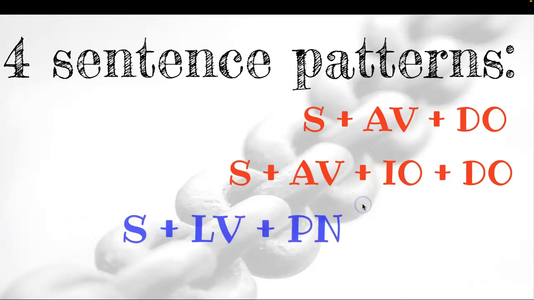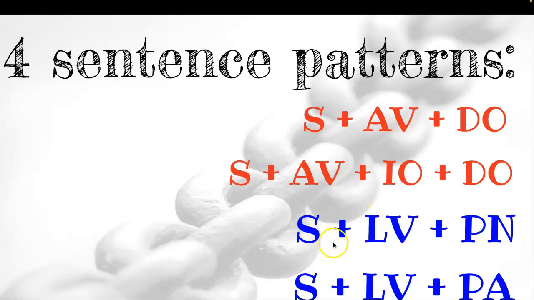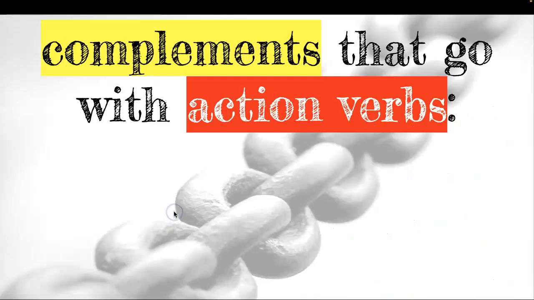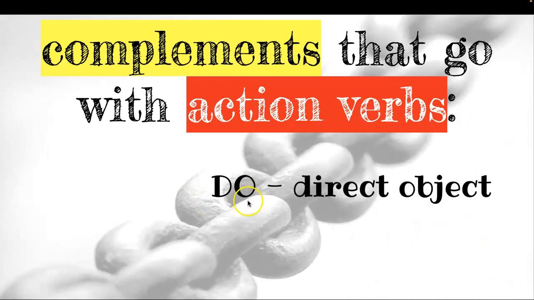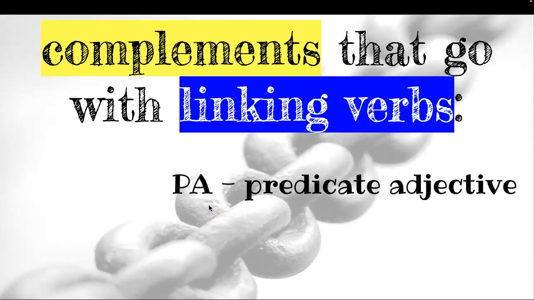Sometimes we don't have action verbs though. Sometimes we have linking verbs. You'll never ever see a pattern that says subject plus linking verb plus direct object. It just doesn't happen. If you have a linking verb, you're looking for either a predicate noun, a noun that goes back and renames the subject, or an adjective that goes back and describes the subject. Because linking verb, hence the name linking, that's why we have like a chain here, it links these together in a very specific order. So again, our complements that go with action verbs are direct and indirect objects. The complements that go with linking verbs are predicate adjectives and predicate nouns.